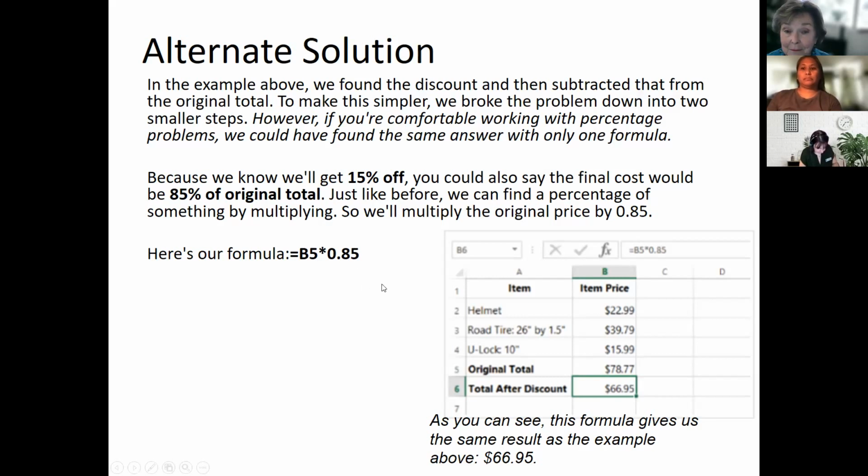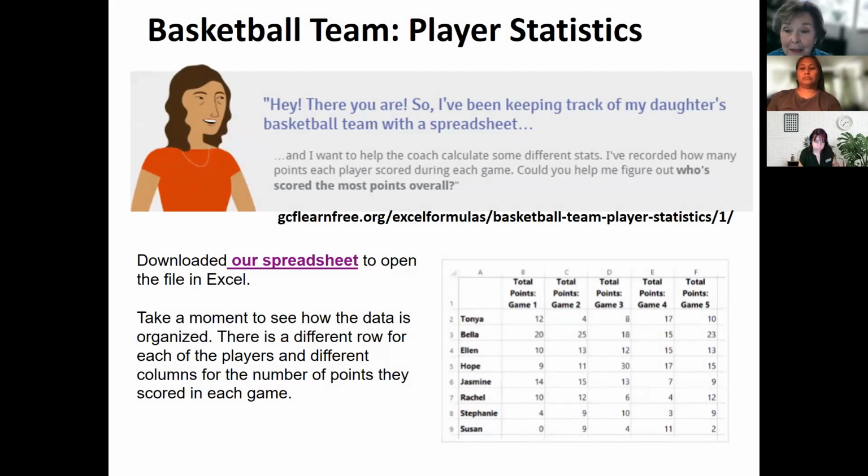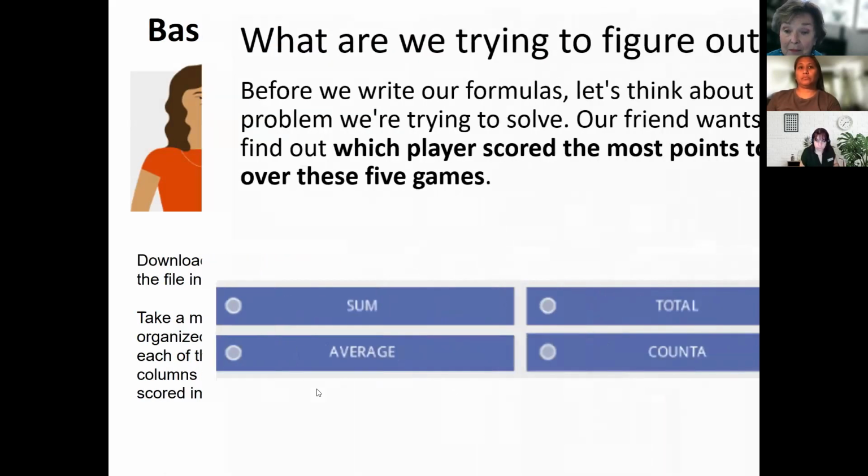And the next spreadsheet, I'm watching the time, is the one about basketball team statistics. So look at your spreadsheet for a minute. We have players, total game points for games 1, 2, 3, 4, and 5. And we want to know how they scored in each game.